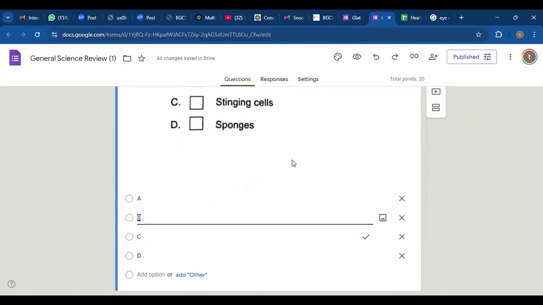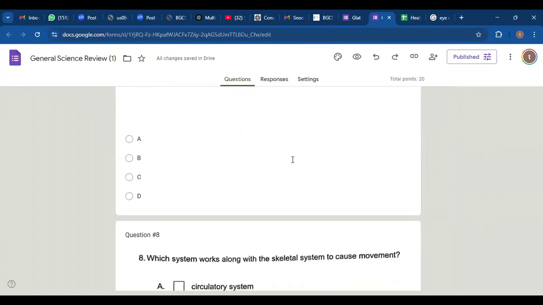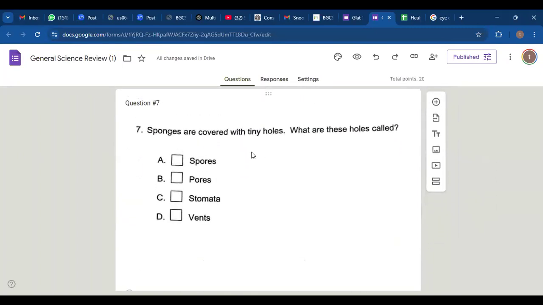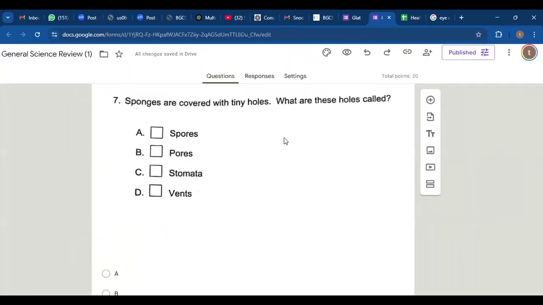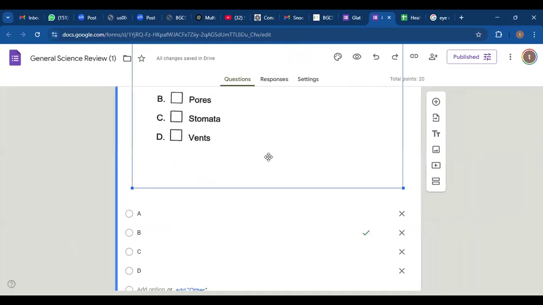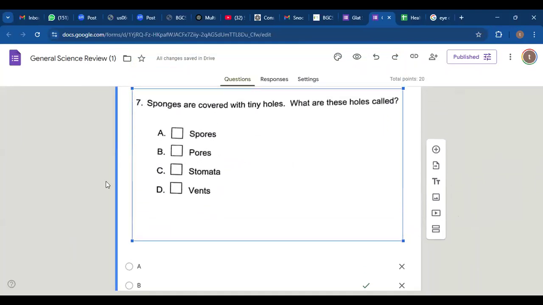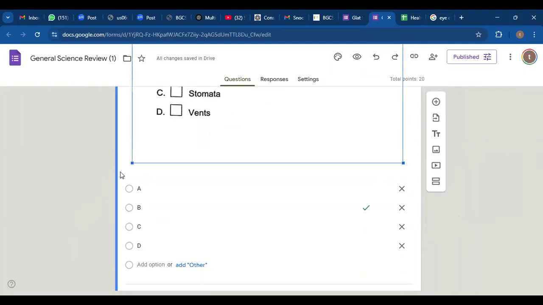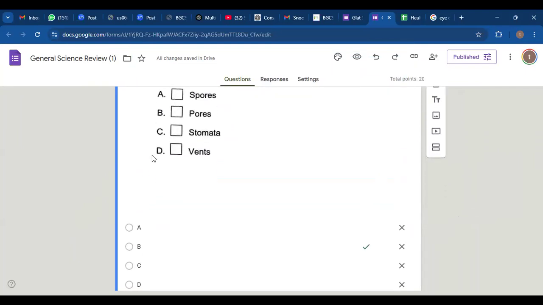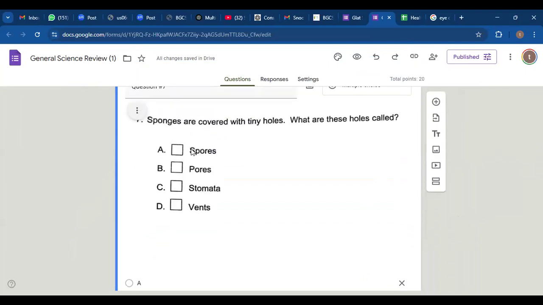Okay. Number 7. Sponges are covered with tiny holes. What are these holes called? Pores, B. Pores. Very good. Spores is for fungi. Pores is for sponges.